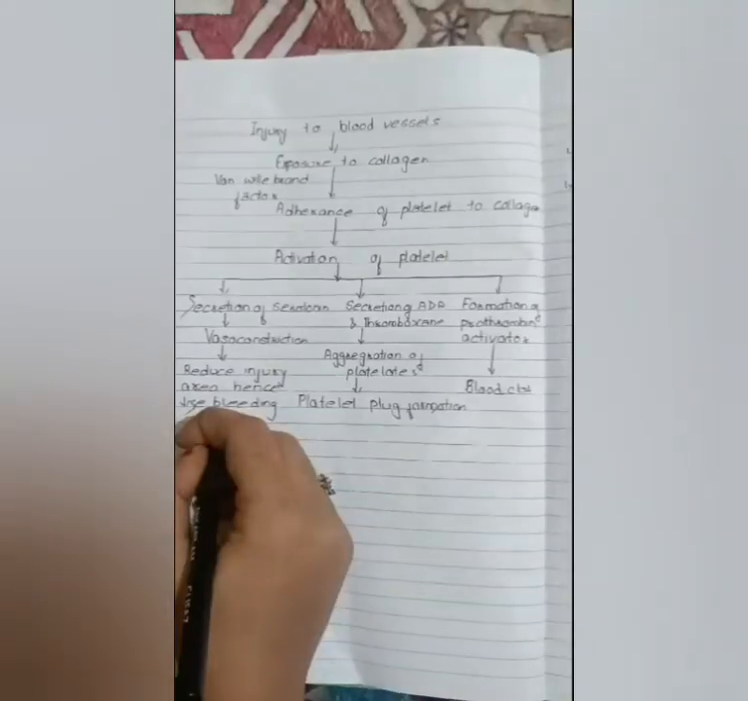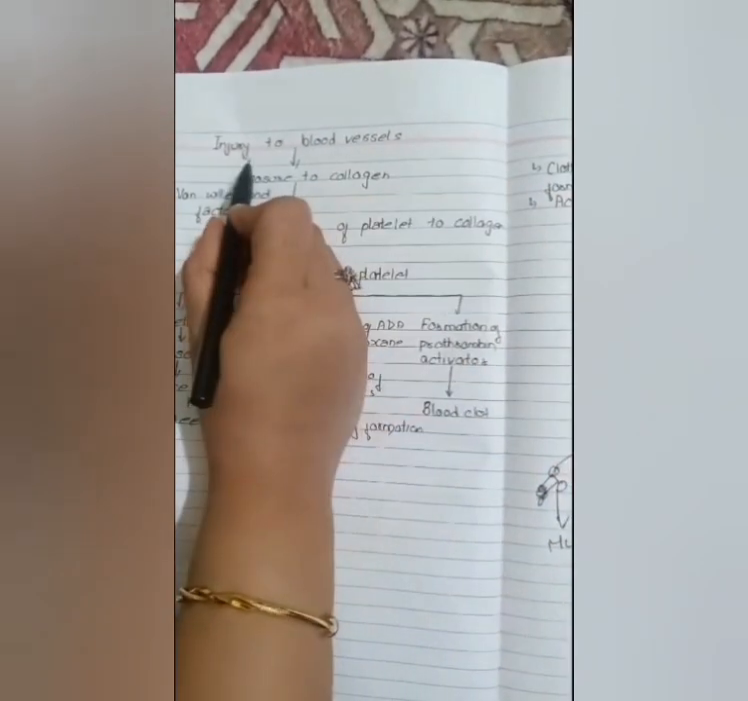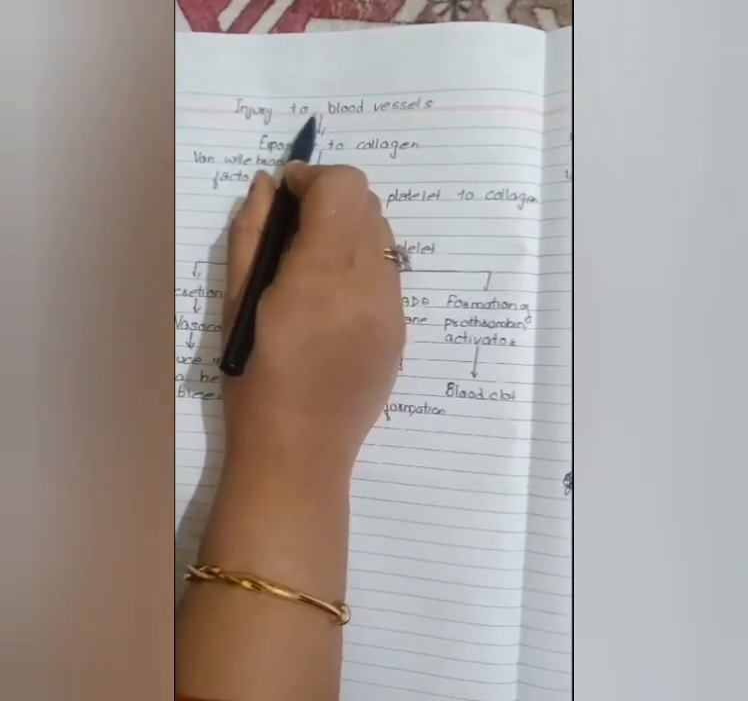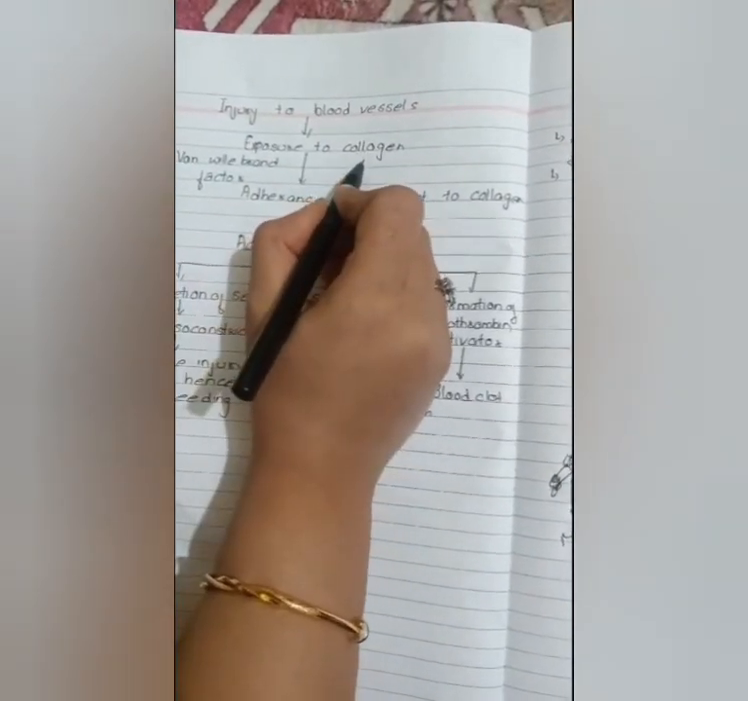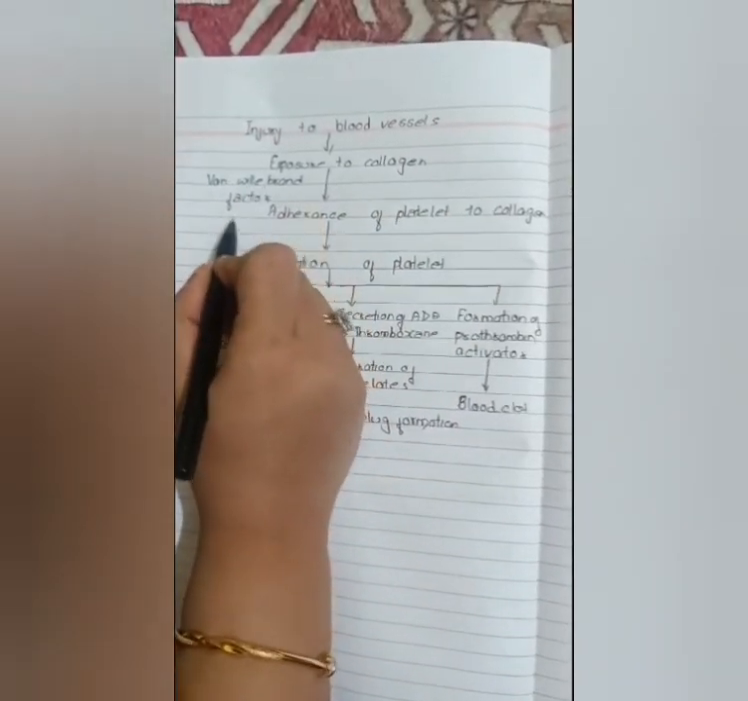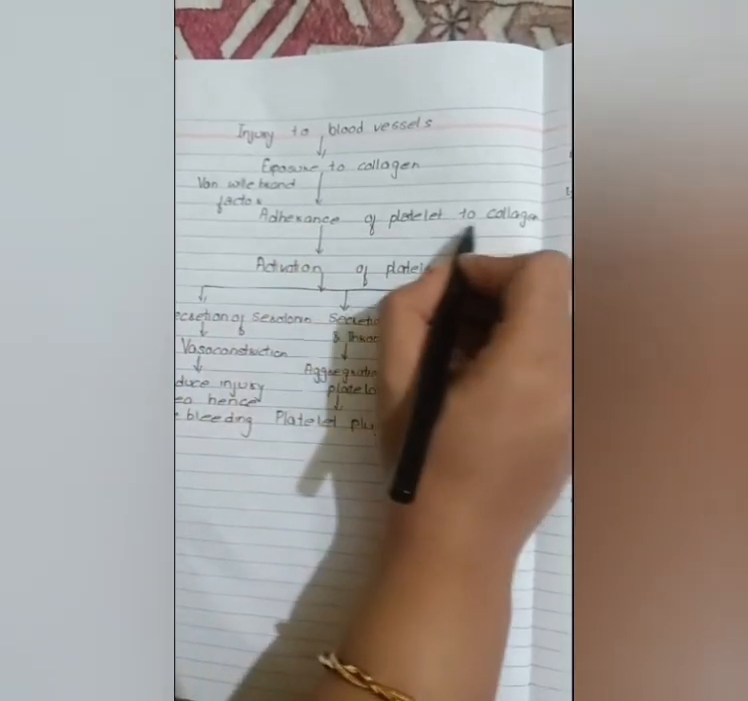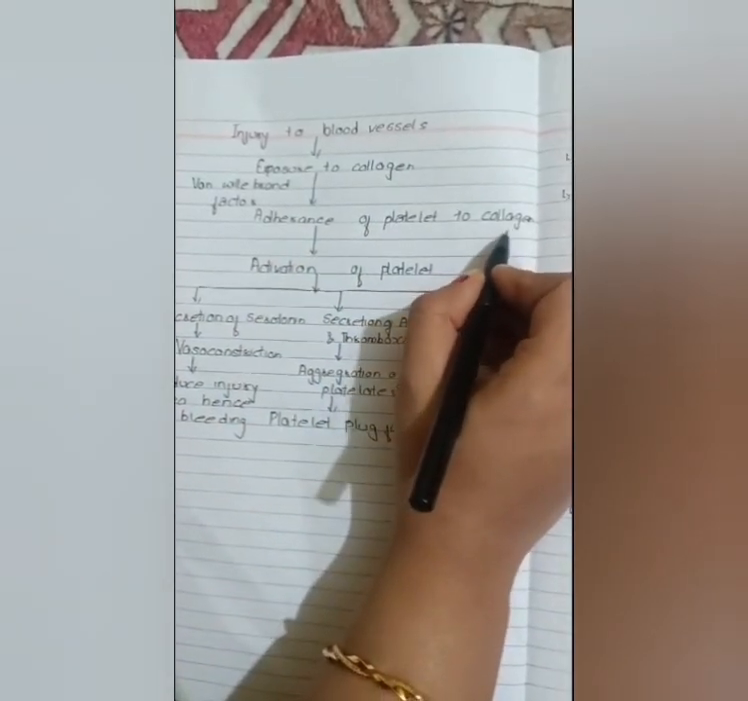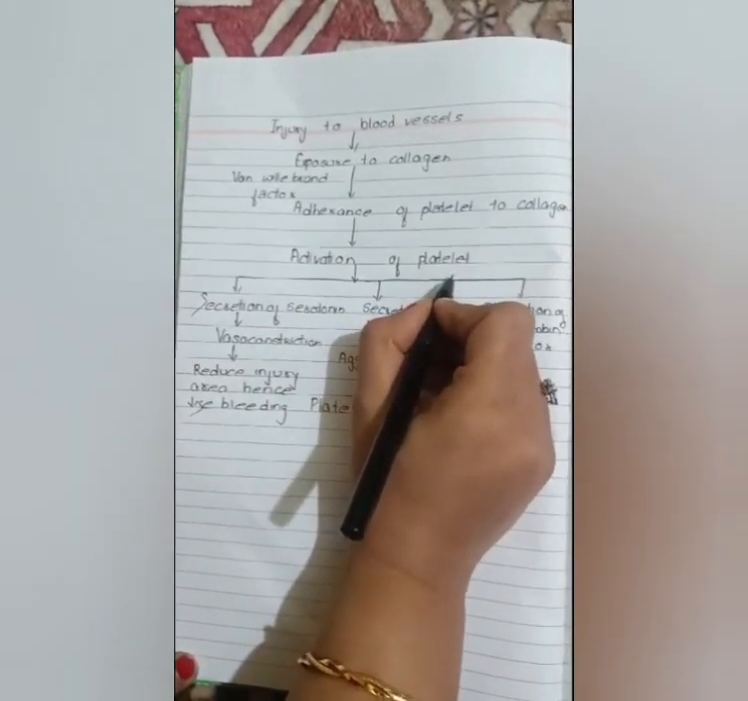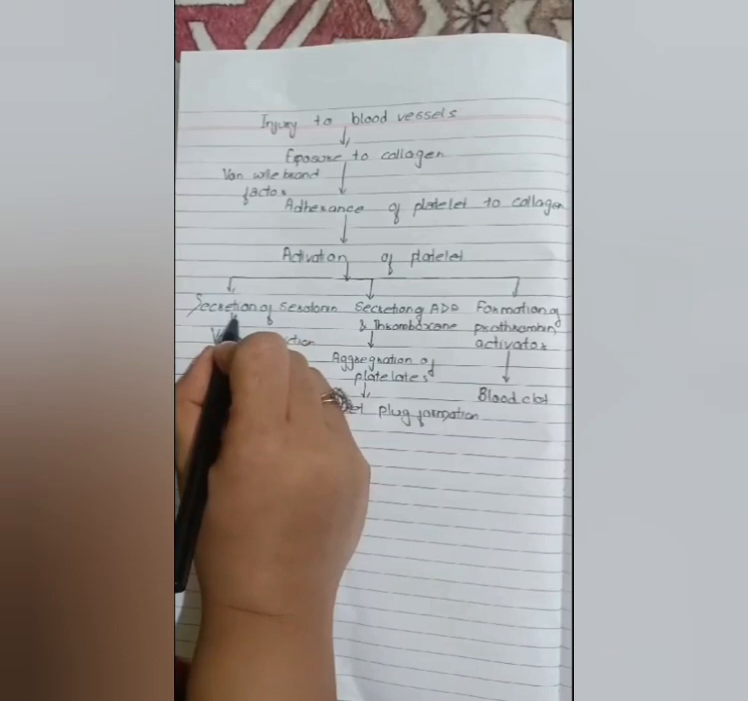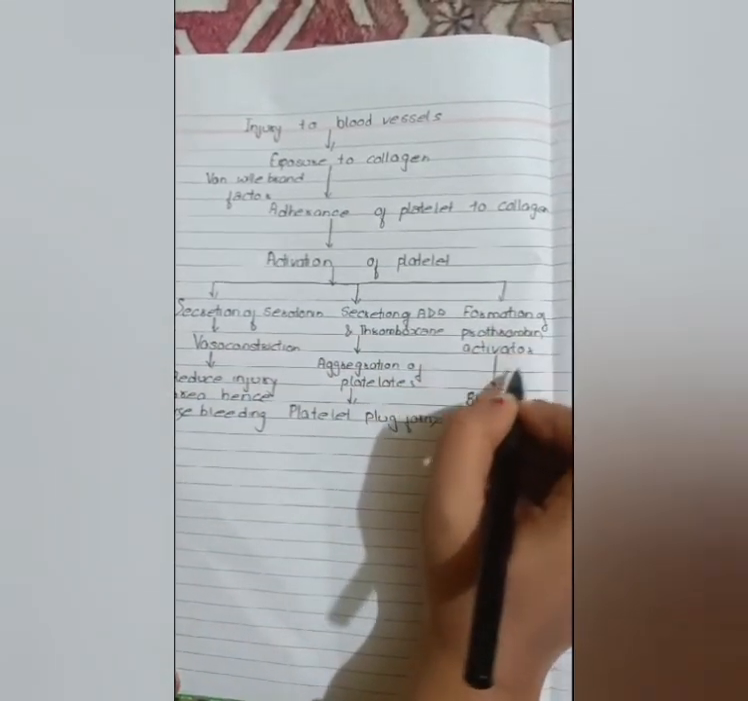Now let's describe primary hemostasis in short. Injury to the blood vessels. After the injury, the collagen gets exposed. The exposed collagen produces von Willebrand factor, which acts as a bridge between platelet and collagen. Then the platelet adheres to the collagen, which causes the activation of the platelet. After the platelet gets activated, it secretes serotonin, ADP and thromboxane, and also forms the prothrombin activator.